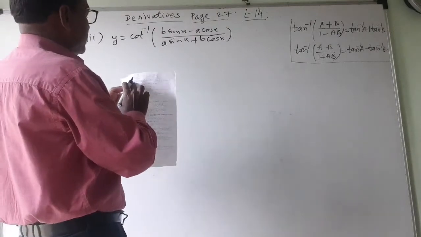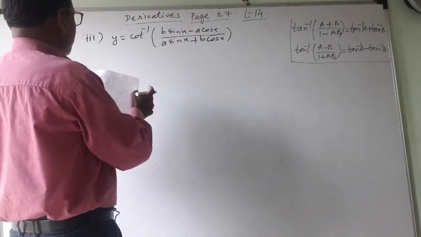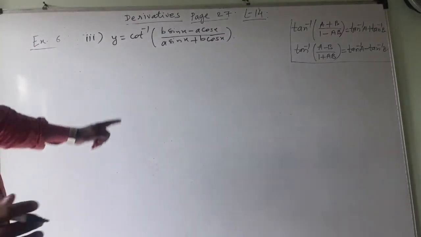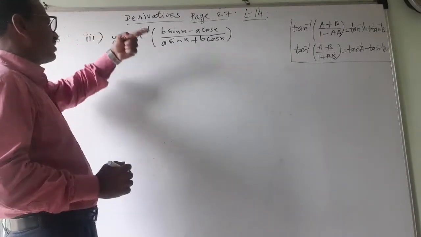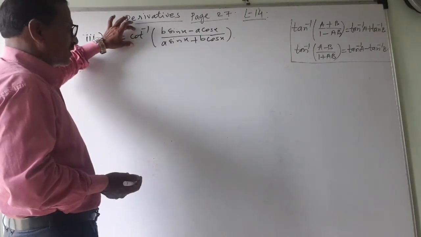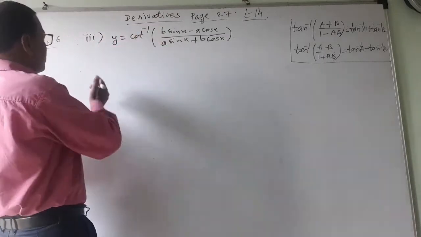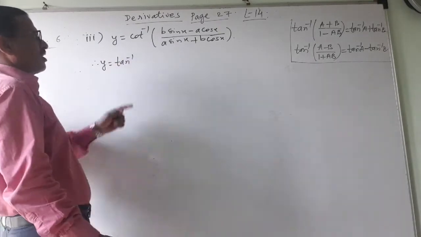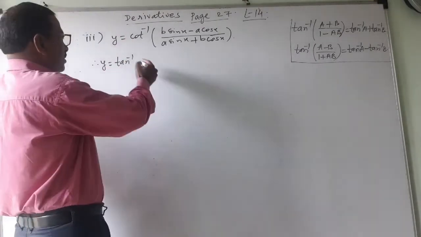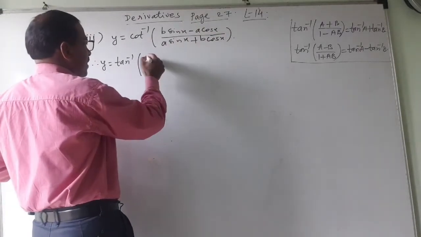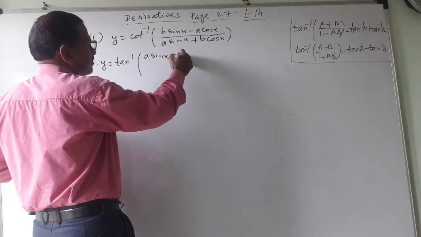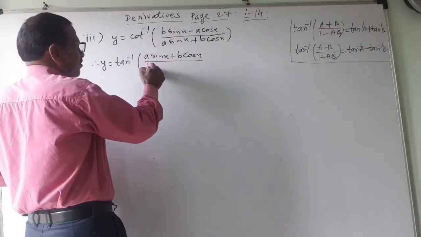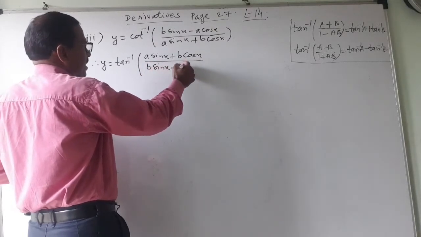b sin x minus a cos x upon a sin x plus b cos x. Okay. Now it is cot. I can convert it into tan. If I want to convert this to tan, this will get inverted. Therefore, y is equal to tan inverse of, because 1 upon tan theta is equal to cot theta, tan inverse of this will go up, a sin x plus b cos x upon, this will come down, b sin x minus a cos x.